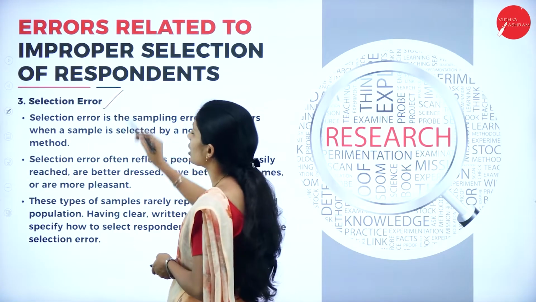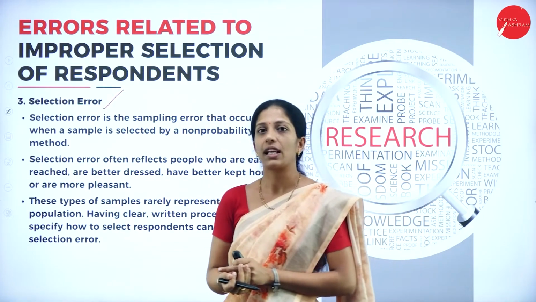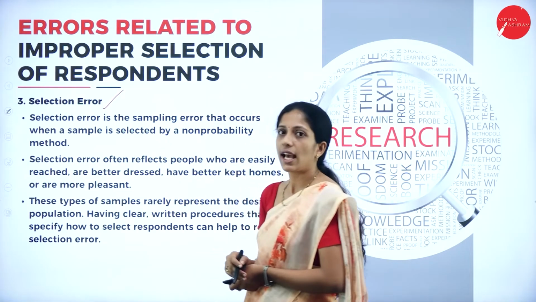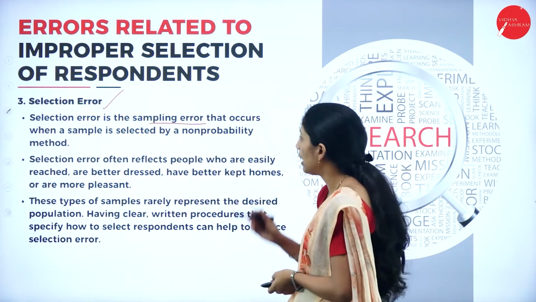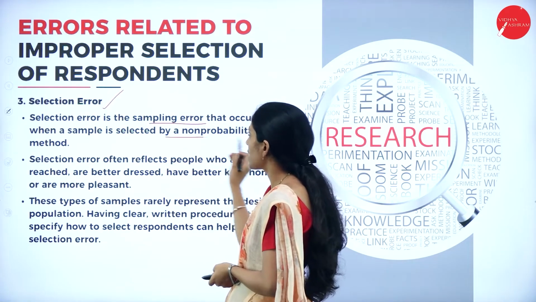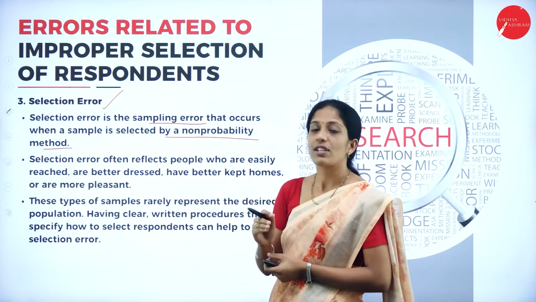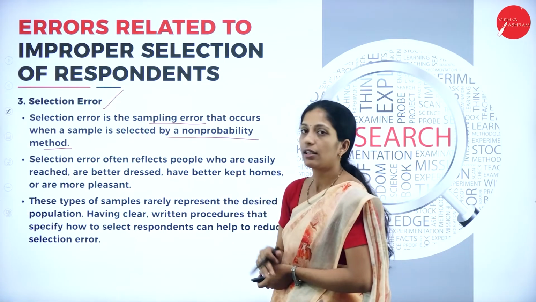Next one is selection error. So we have learnt about population error. Next one is sampling error. Now we are going to learn about selection error. So selection error is a sampling error. It is also one of the sampling errors that occurs when the sample is selected by a non-probability method. So if the sample is selected on the basis of a non-probability method, it is termed as what?